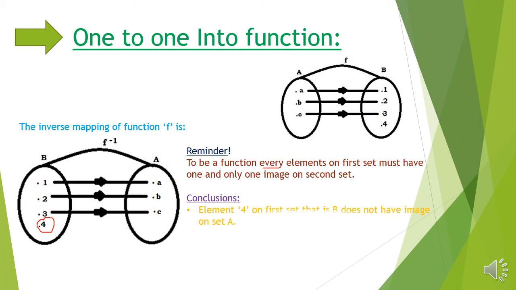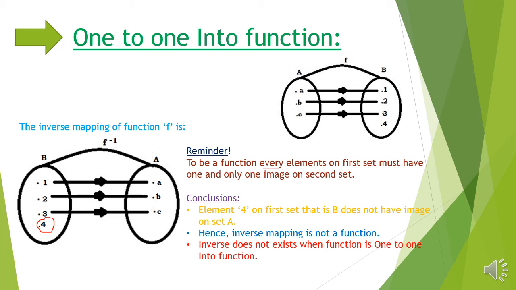Our conclusion is element 4 on the first set, that is B, does not have an image. So the inverse mapping is not a function. So inverse does not exist when the function is one to one into. Inverse exists when it is 1 to 1 onto, inverse does not exist when it is 1 to 1 into. It existed when it was 1 to 1 onto, it did not exist when it was 1 to 1 into.